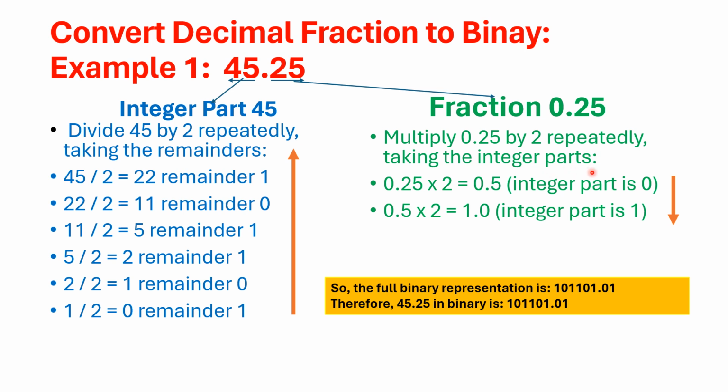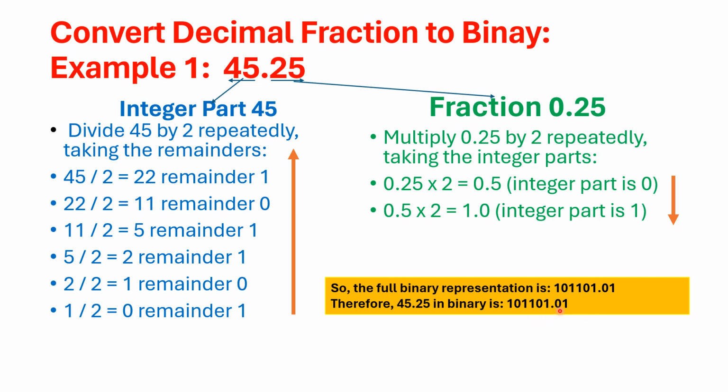So now we write the fraction conversion. It is opposite to the integer. For the integer we start from the bottom and go to the top, but for the fraction we go from the top to the bottom. And top is 0. We always take the integer part, 0, and bottom is 1. So 0.25 is equal to 0.01.